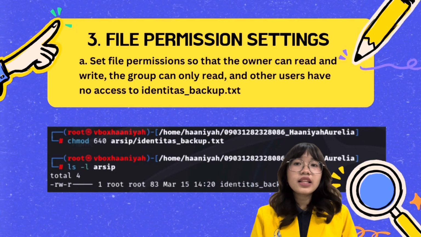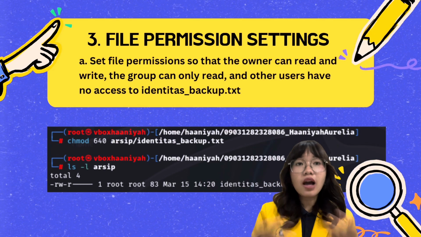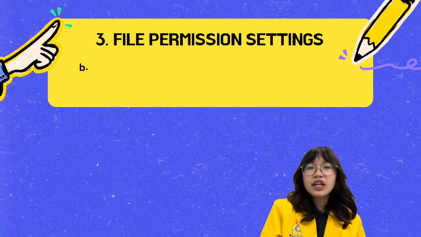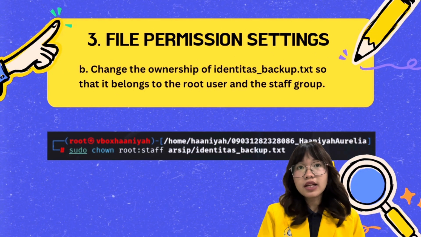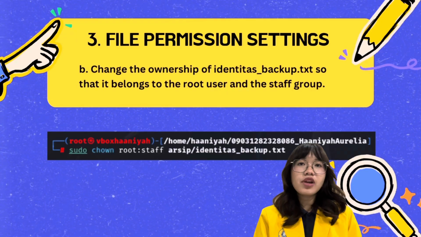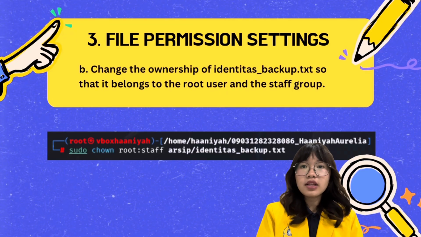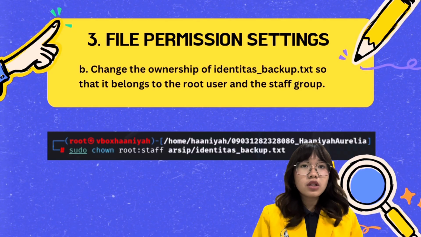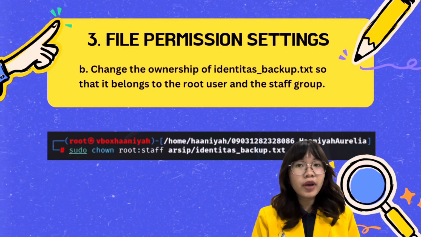The file identitas_backup.txt now has the correct permission. B. Change the ownership of identitas_backup.txt so that it belongs to the root user and the staff group. And we will use the command sudo chown root staff arsip/identitas_backup.txt. This command changes the file ownership to user root and group staff.